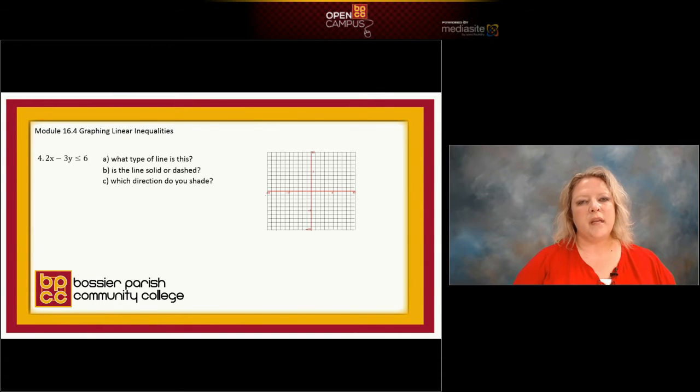So you just want to be careful and choose a test point if you have a question about which way you should shade, because that should always give you the fail-safe. Yes, it's true, so I shade here. No, it's not true, so I shade opposite, okay? I just want to remind you of that before we go to the board and graph our last inequality, okay? Come with me to the board and let's graph.